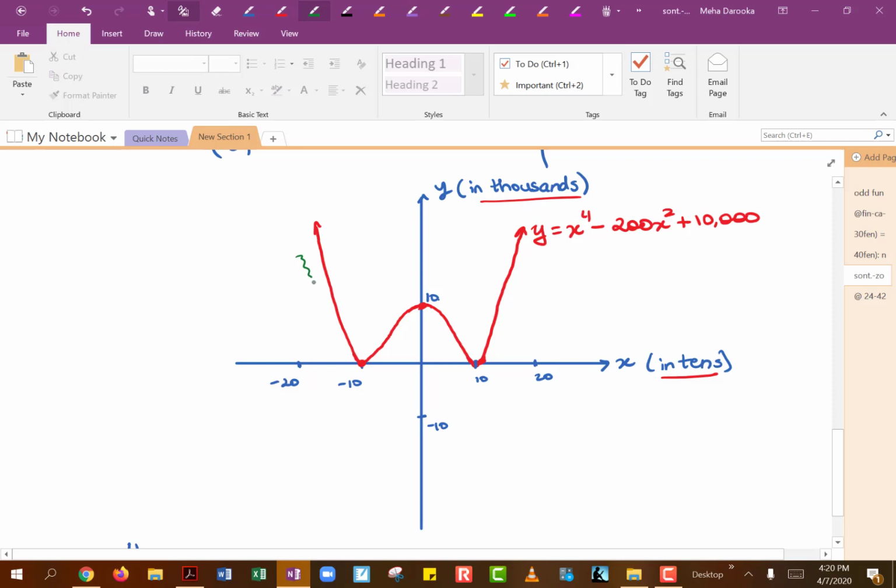So in this portion, my graph is going to be greater than 0, right? Because all my y values are positive. Same thing in this section of our graph. Our y values are positive. Our y values are positive here. And our y values are positive here.